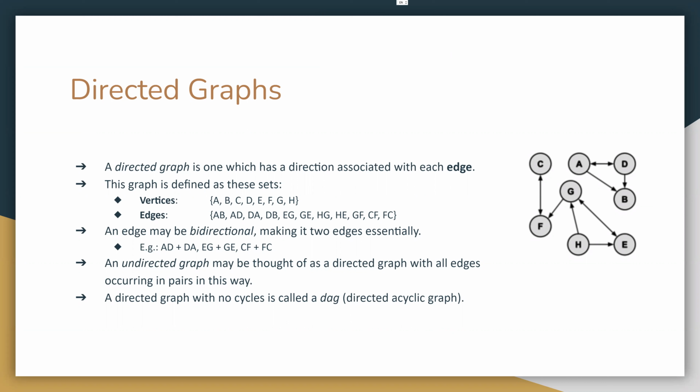We have directed graphs, meaning that on the connections there are directions. So for example, between nodes A and B, you can travel from A to B, but you cannot go from B to A. That's what that direction means.